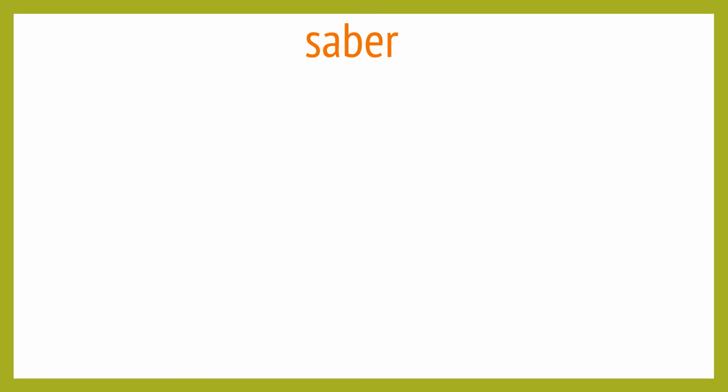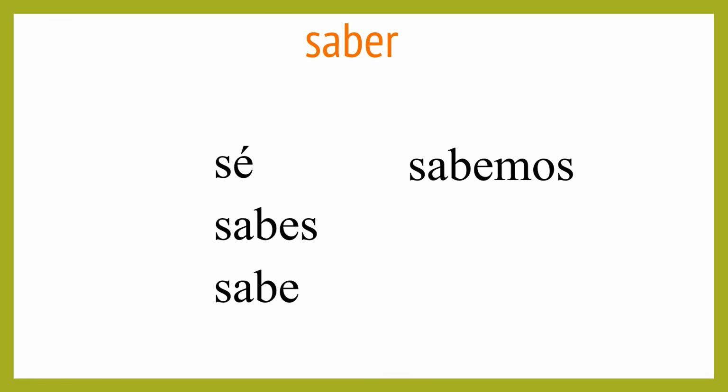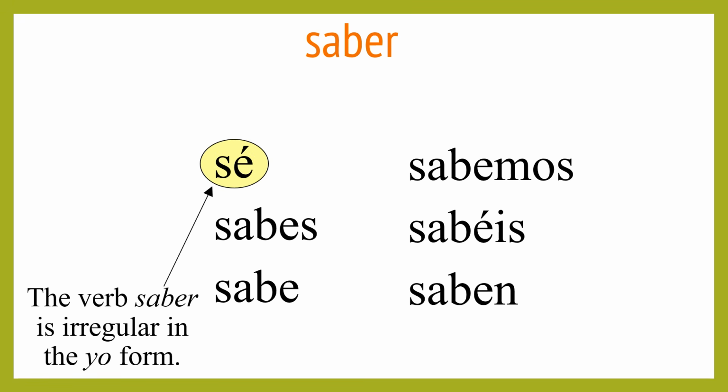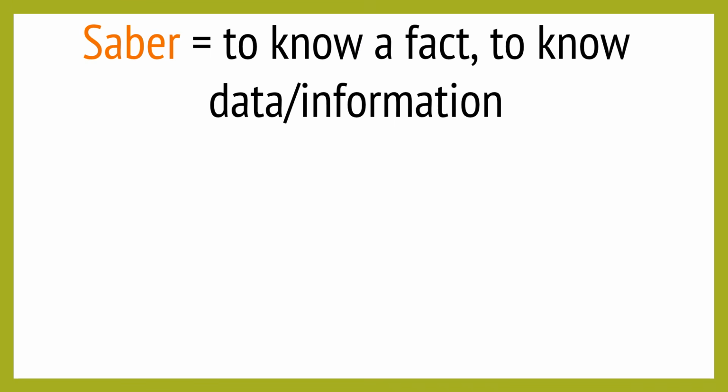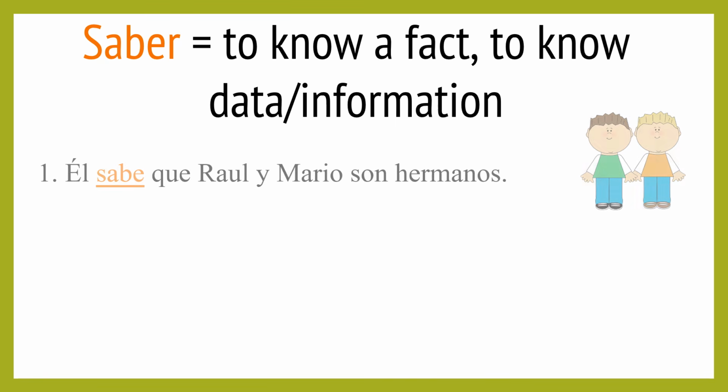So here are the following forms of saber. Yo sé, tú sabes. Él, ella, usted sabe. Nosotros sabemos. Vosotros sabéis. Ellos, ellas, ustedes saben. Take a look at the verb saber in the yo form. It is irregular. Saber means to know a fact, to know data, or information.